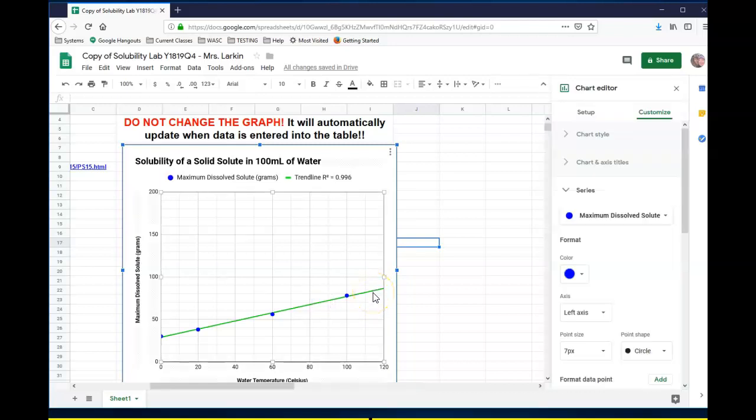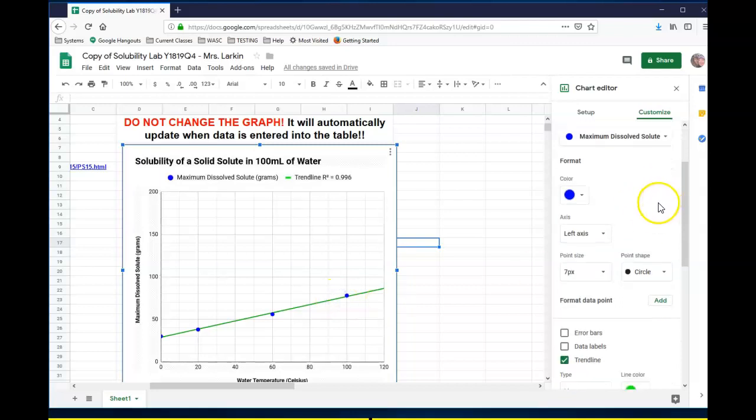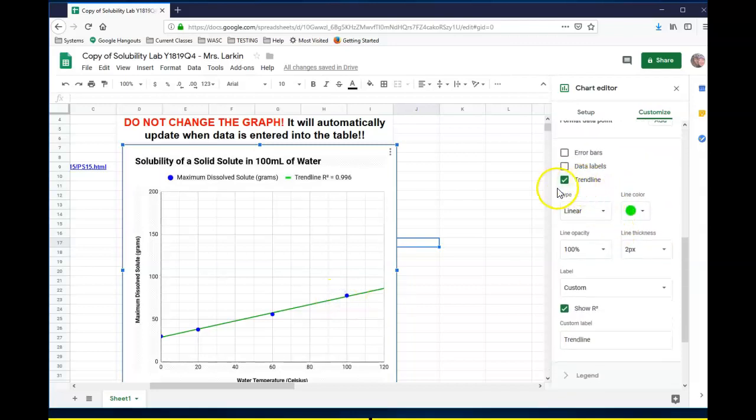Okay. All right, double click on the trend line, so this green line right here. And down here, scroll down to where it says trend line and it says type. Currently the type that I have is linear, and your goal is to try to get this to match up as well.